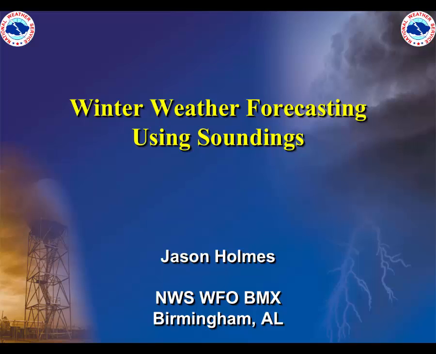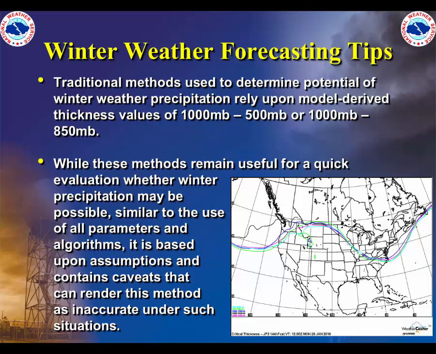Going to just go through a quick review of looking at winter weather forecast soundings and relating what you see in the profiles to the expected types of winter precipitation. What has traditionally been done is looking at critical thickness charts, looking at either the 1,000 to 500 millibar layer or the 1,000 to 850 millibar layer.